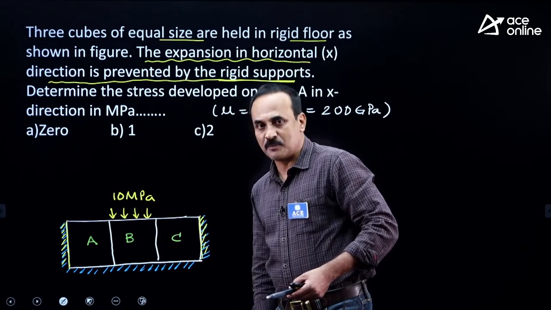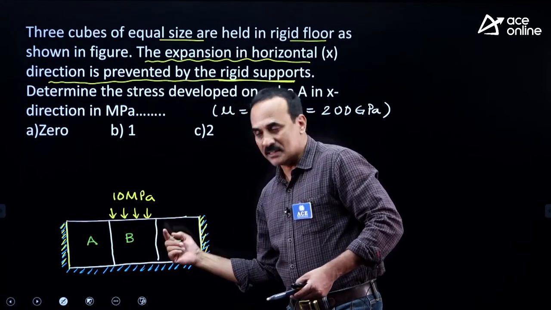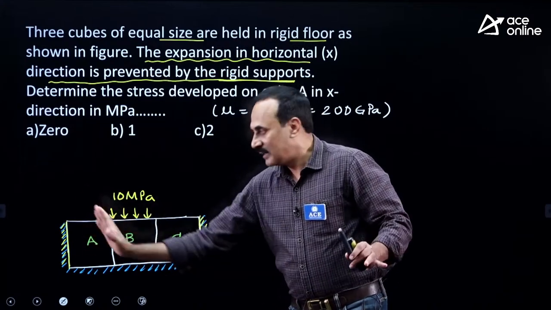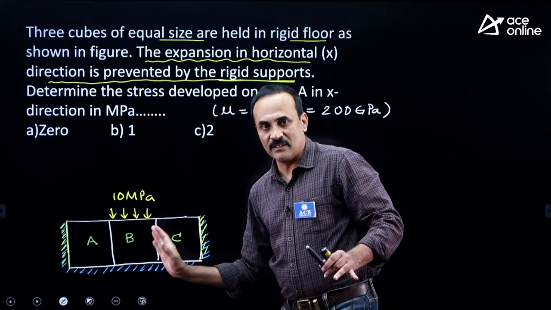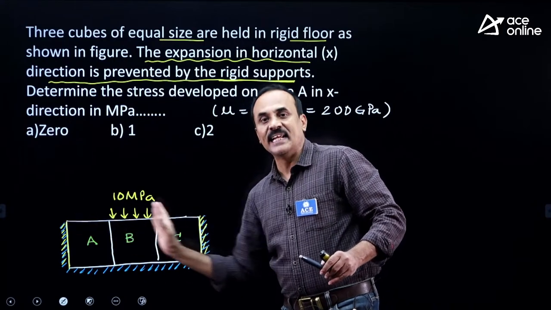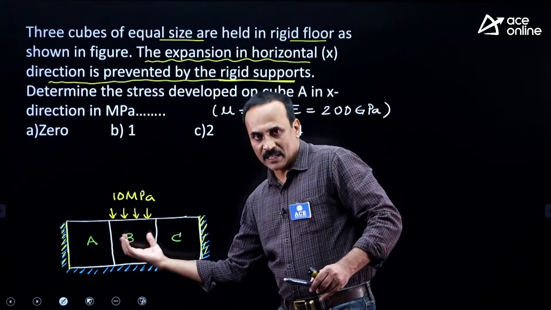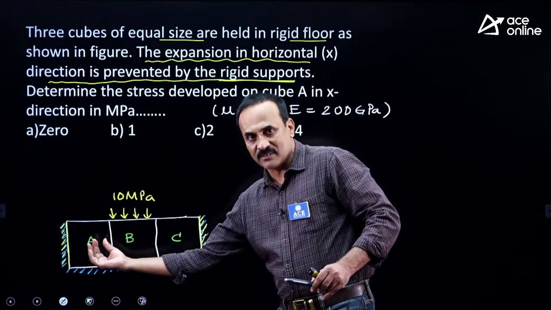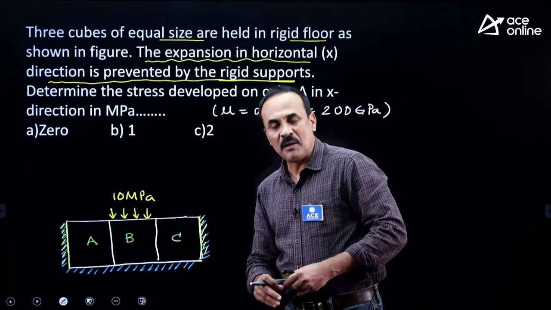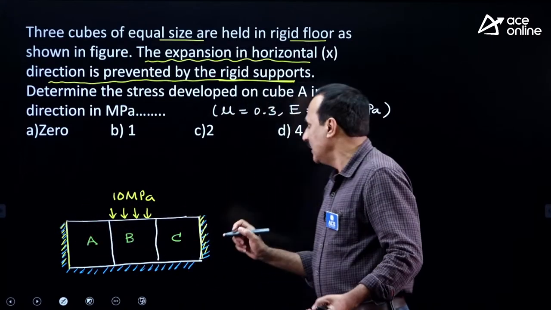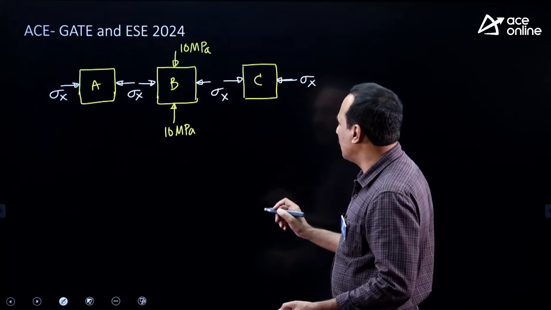Before the application of this pressure, and after the application of pressure also, in the x direction there is no change in the distance between the supports. That means the total strain in x direction is 0. This cube B may expand or cube A may compress, doesn't matter. But overall, from this end to this end, the strain developed is 0.